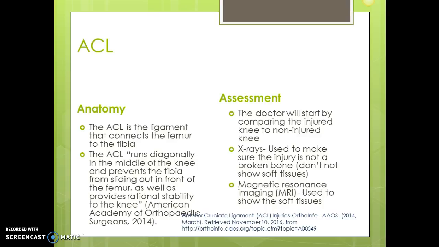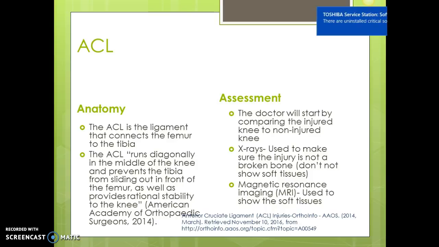The ACL is the ligament that connects the femur to the tibia. So that's the thigh to the shin bone. The ACL runs diagonally in the middle of the knee and prevents the tibia from sliding out in front of the femur, as well as provides rotational stability to the knee.